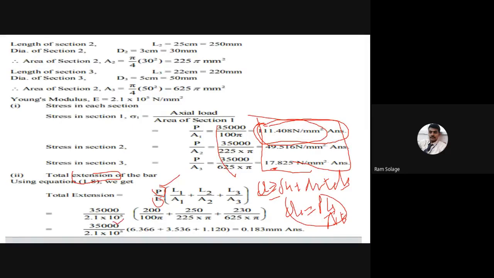E is common because we have considered all materials to be the same. So E will be common. L1, L2, L3 are the lengths of section 1, section 2 and section 3. And we have already calculated the values of A1, A2, A3. Now just put the values and check the answer. I will give 2 minutes for the calculation, and then check the answer.